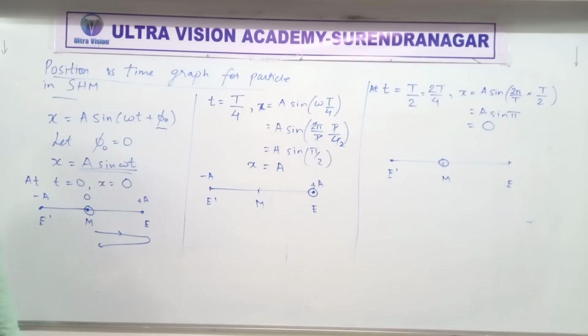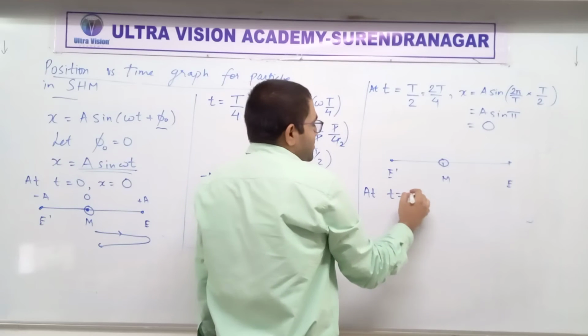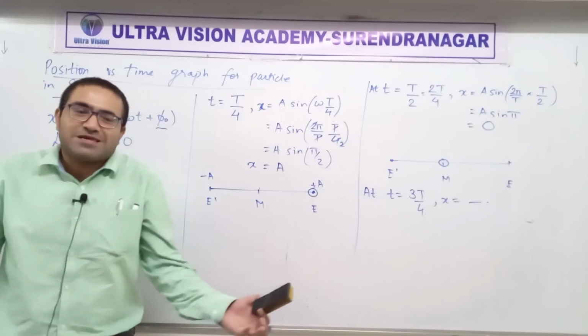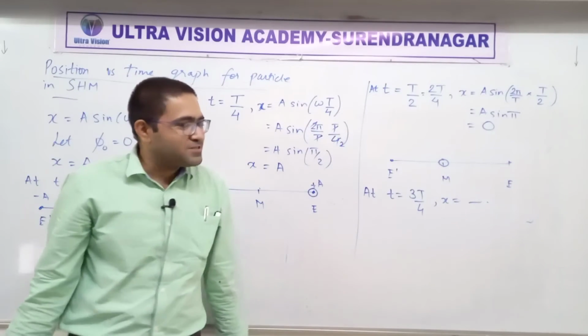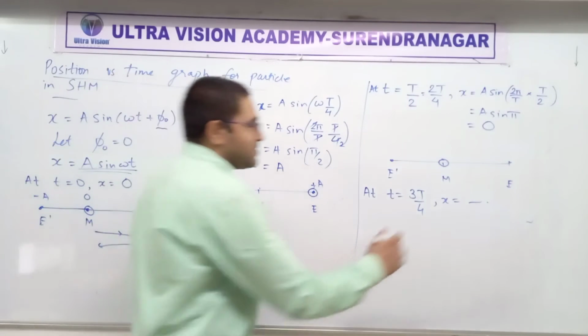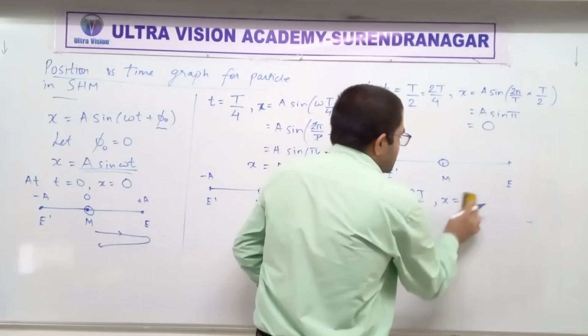Okay. Fine, let's proceed. What will happen now? Can you tell me at t equal to 3T by 4, where do you expect the particle to be, based on whatever we have discussed so far? Come on, everyone. Use some intuition, no problem. Yes, it will be at x equal to minus a, or you could say it will be at the point E dash.